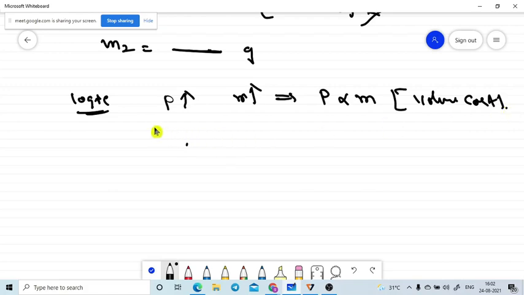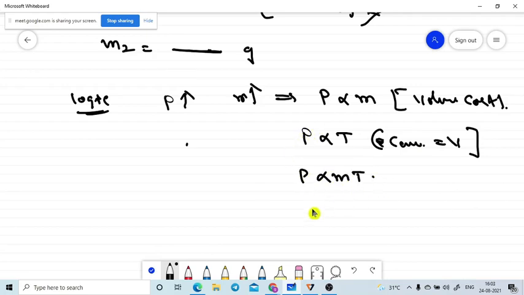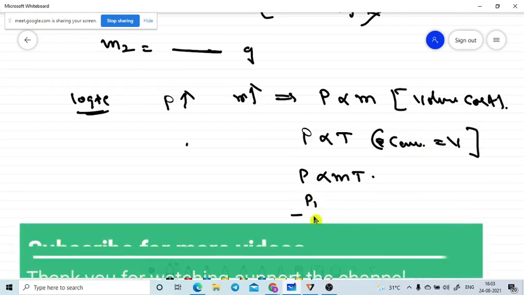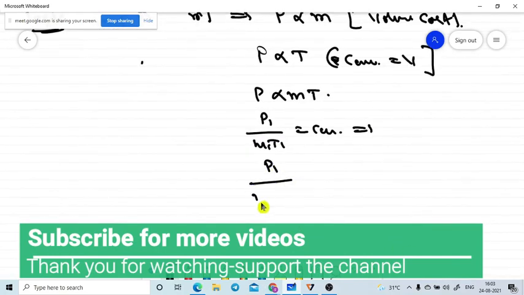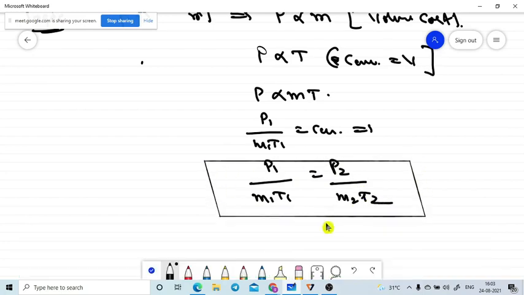The second logic is that pressure must increase due to the temperature, but the volume must be constant. Constant volume. These are the two cases. So by combining these, P is directly proportional to M and T. So P1 divided by M1 T1 is equal to some constant. P1 divided by M1 T1 is equal to P2 divided by M2 T2. From this one, you can find anything. Okay, are you getting that now? Yes, sir.